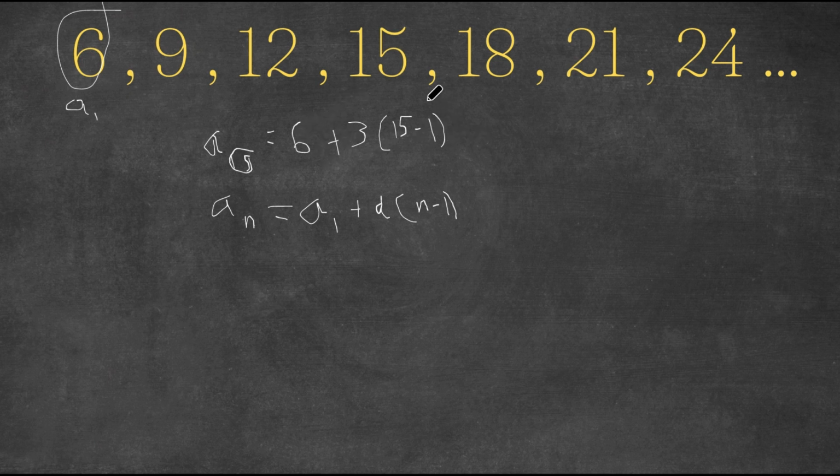All right, so now we can simply solve this. So this equals 6 plus 3 times 15 minus 1, which is simply 14. And this equals 3 times 14 is 42. So we have 42 plus 6. And 42 plus 6 is 48. So 48 is our 15th term.